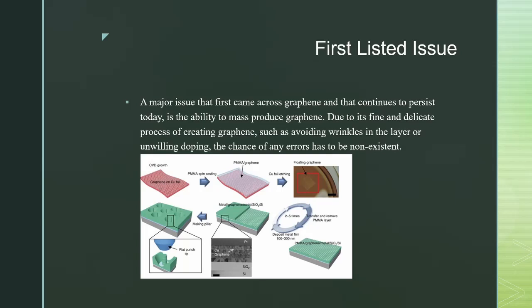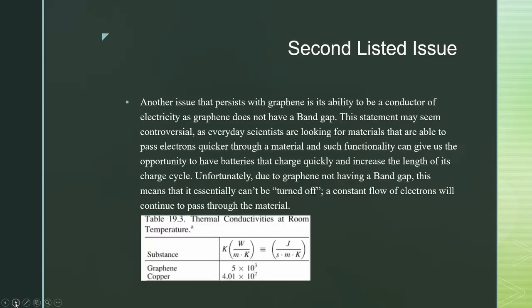As my partner previously mentioned, one common method of producing graphene is a process called chemical vapor deposition, or CVD. The two problems with this are that it takes a long time to make with little graphene produced, and the quality is not adequate. On to the second issue.